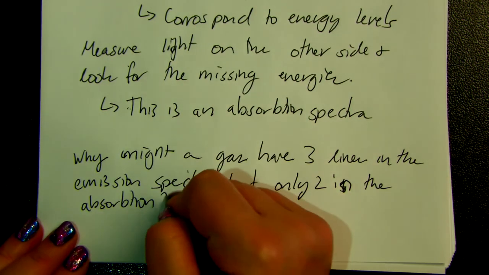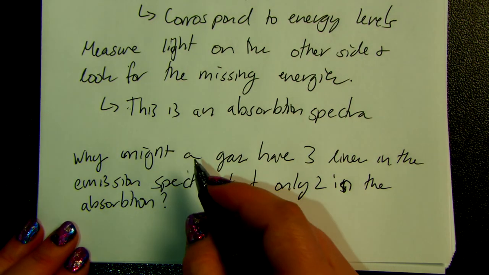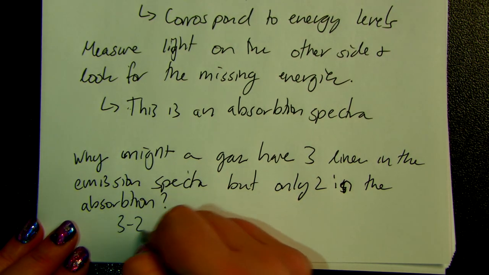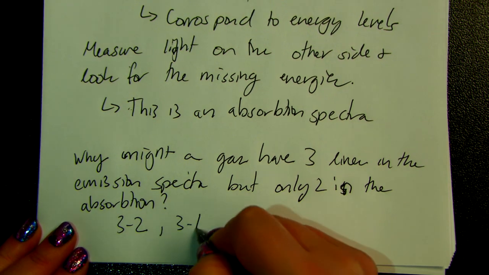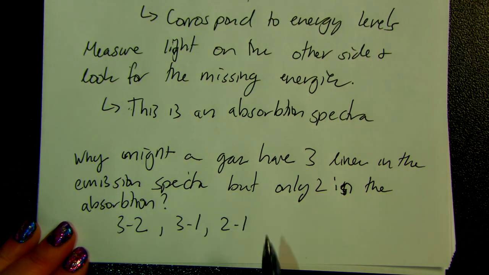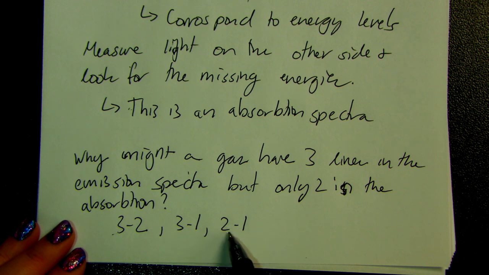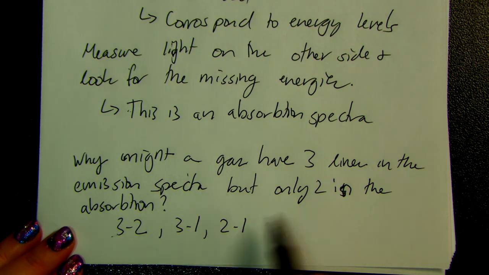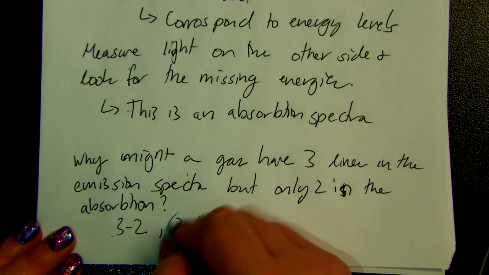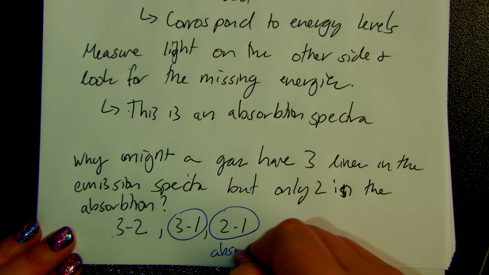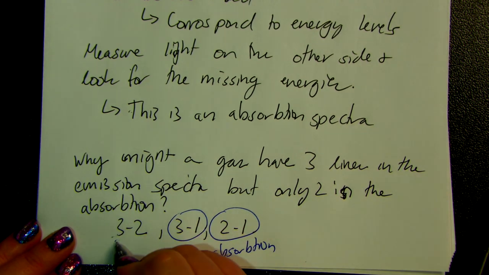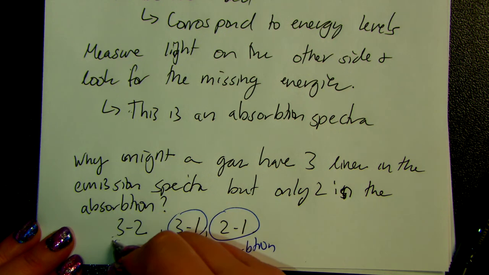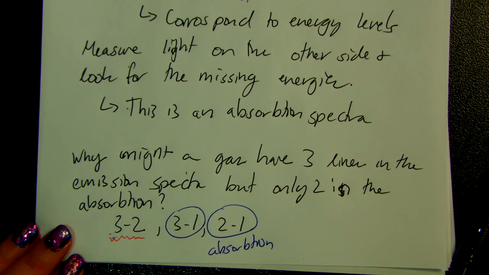So remember, absorption starts in ground. So you might have 3 to 2, 3 to 1, and 2 to 1 for emission. And then since it's starting in ground, you would just absorb to go from 2 to 1 and 3 to 1. So these would be the only 2 you would see for absorption, because in order to see the others requires something is already excited to see that absorption line.